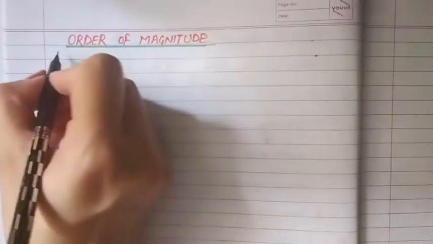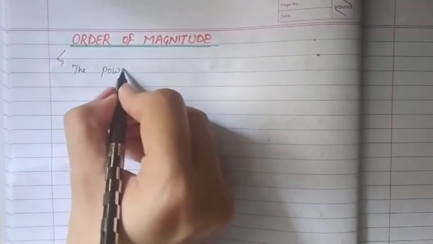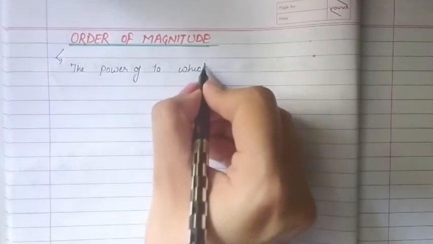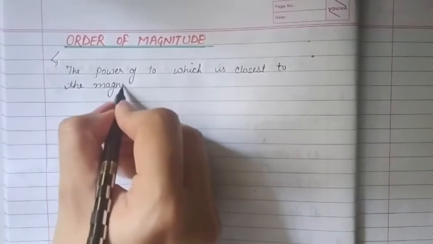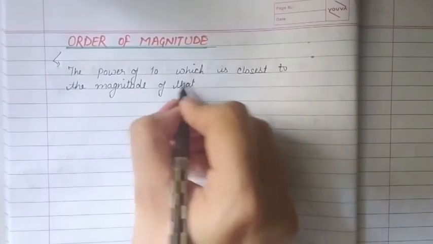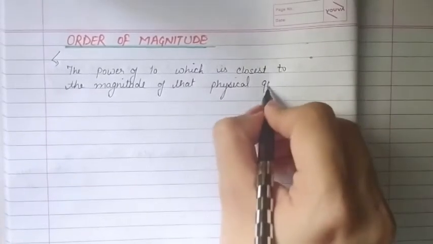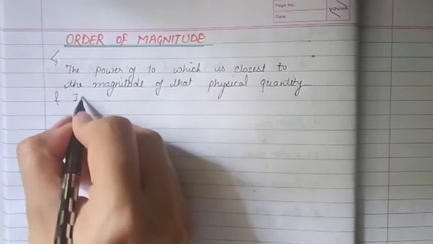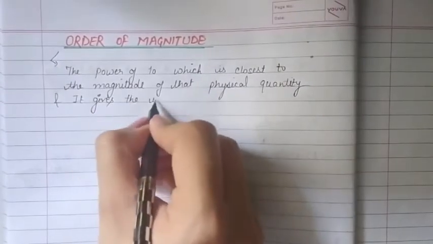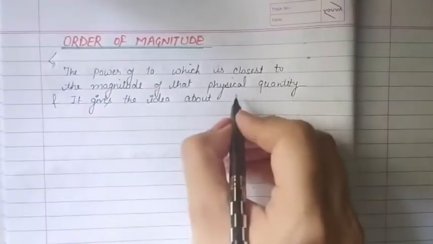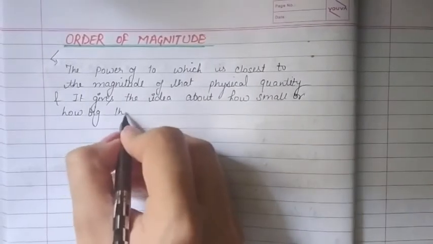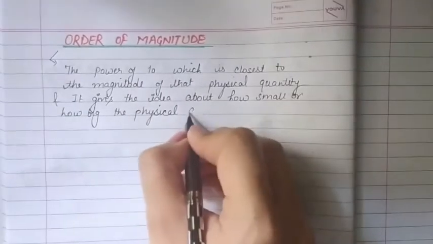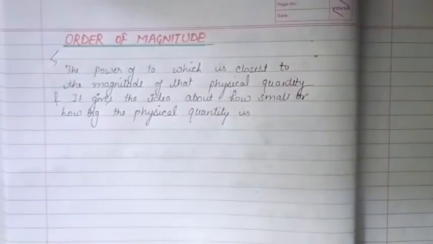So we can write: the order of magnitude of any physical quantity is the power of 10 which is closest to the magnitude of that physical quantity, and it gives us the idea about the size, or about how small or how big the physical quantity is. Okay, so this is the order of magnitude.